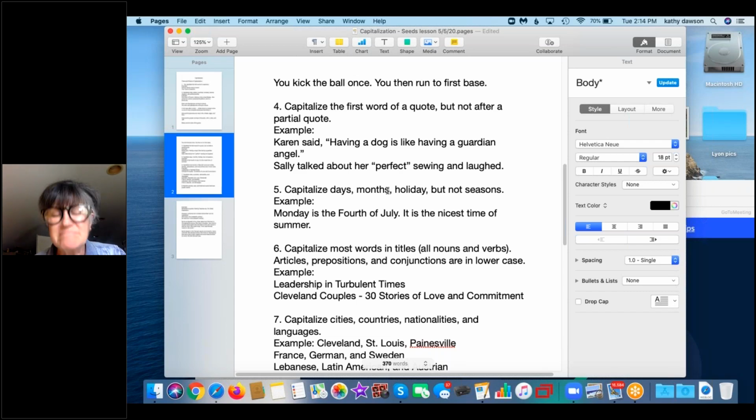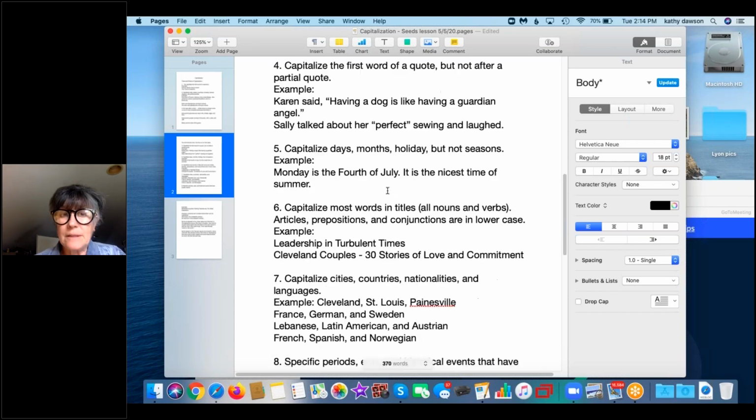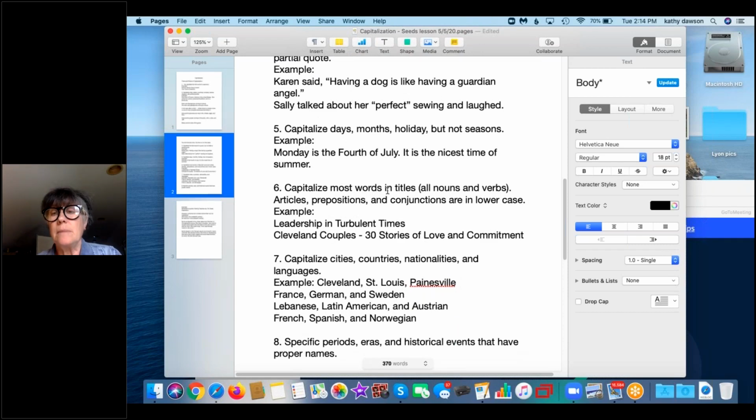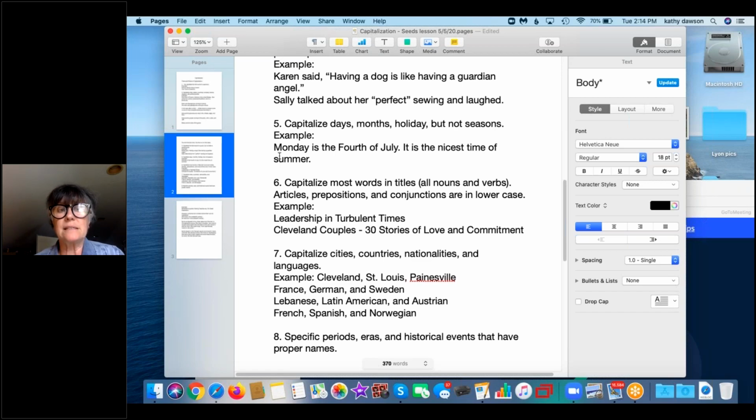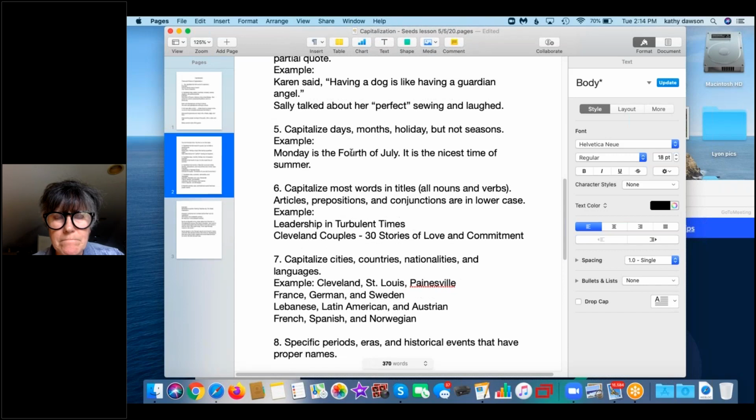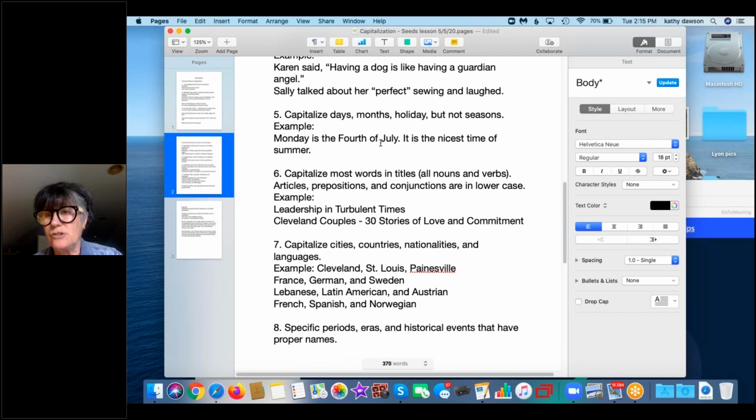Exactly. The next way to capitalize: you would capitalize days of the week, months of the year, and any holidays, but you don't capitalize seasons. So, for instance, Monday is capitalized because it's a day of the week. The 4th of July is a holiday, so that's capitalized. It is the nicest time of summer, but because summer is a season, it isn't capitalized. Does that make sense? Yes, that's different. I never knew that. Yeah, seasons are not ever capitalized. Just the days of the week, months of the year, and holidays.